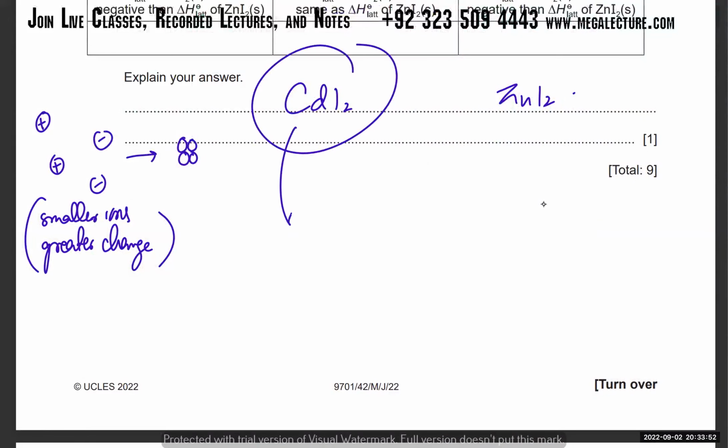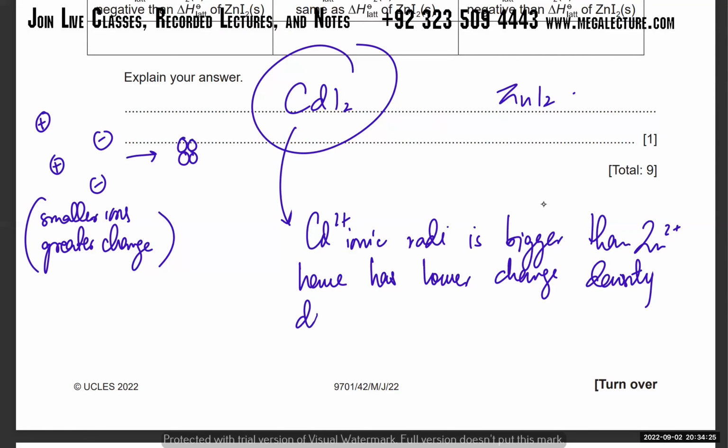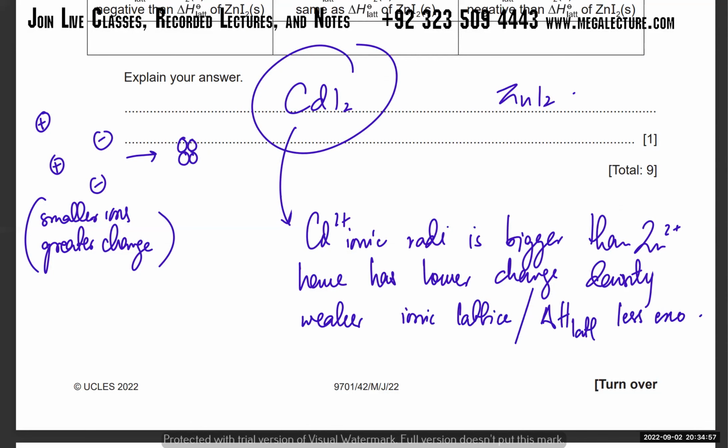So this one, you just have to mention that the cadmium 2+ ionic radius is bigger than Zn2+. Hence, it has a lower charge density. And because of this, it's not going to form very strong bonds. It's got a lower charge density, so it's going to form a weaker lattice. And hence, delta H lattice enthalpy will be less exothermic. Is that clear? Yes, sir.